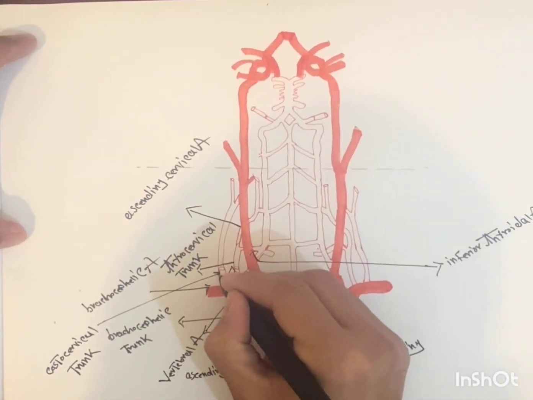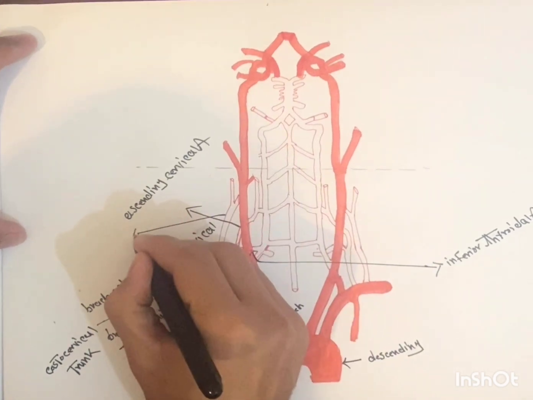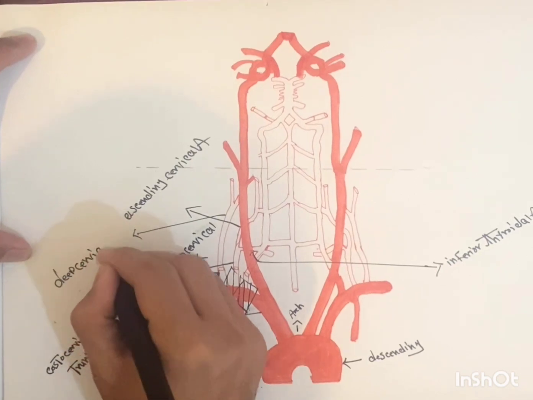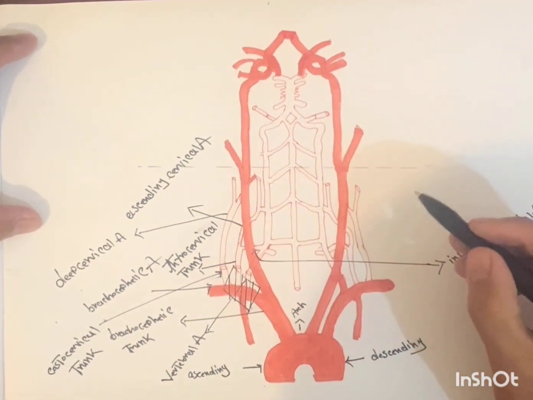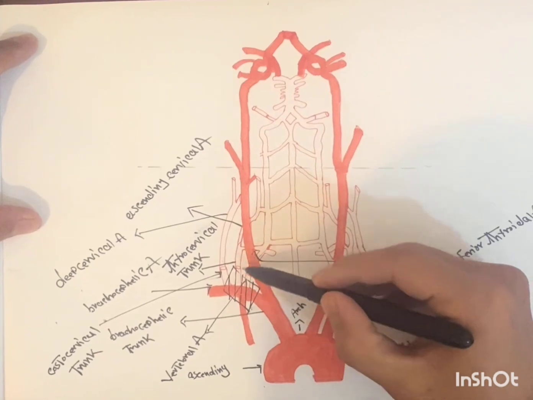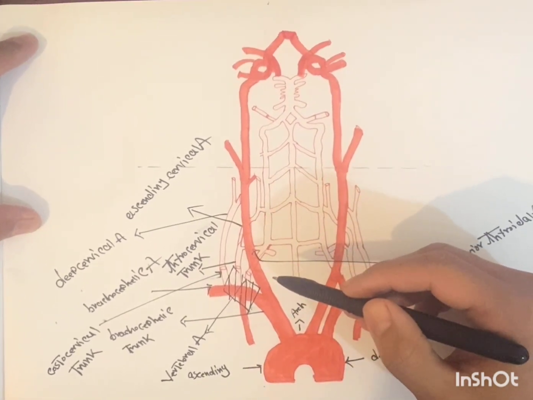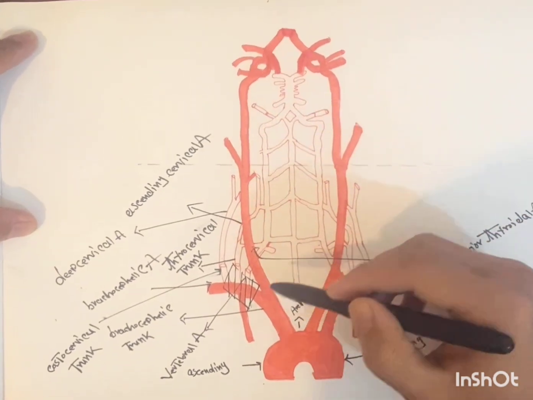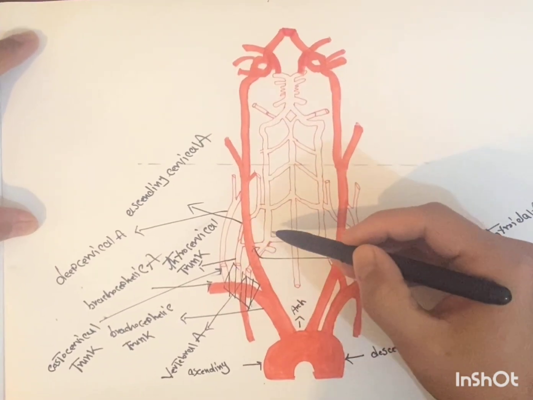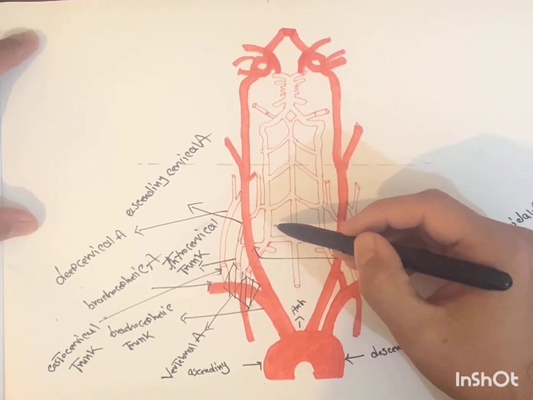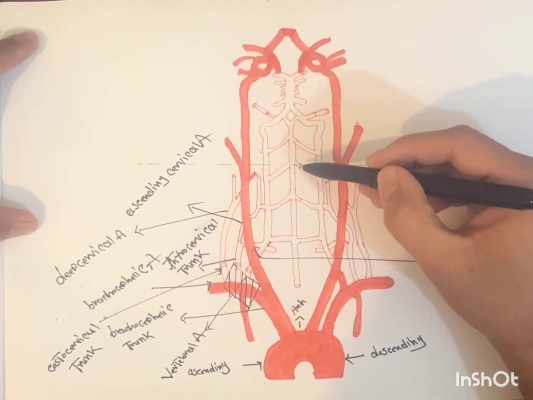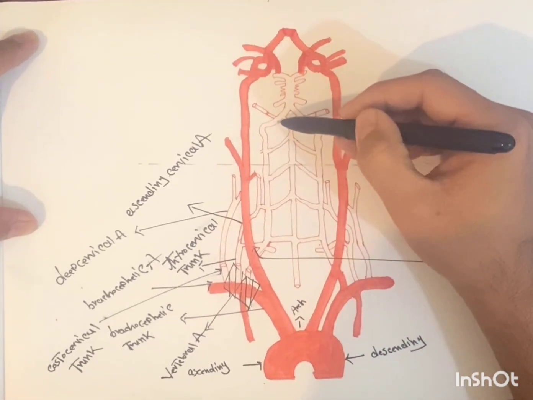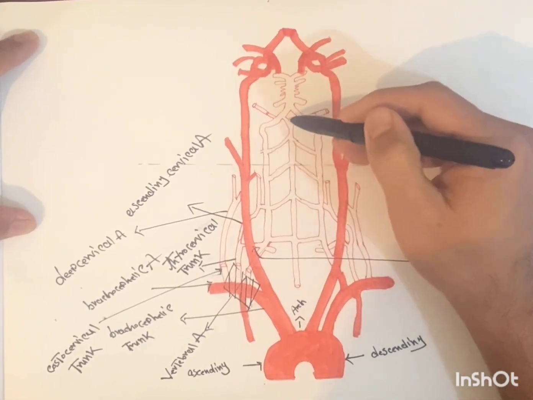This costocervical trunk gives you an artery called the deep cervical artery. Then this vertebral artery is coming up and entering the transverse process and then the foramen transversarium. Here it gives some arteries called the medullary arteries. Then it comes up here and enters the foramen magnum.